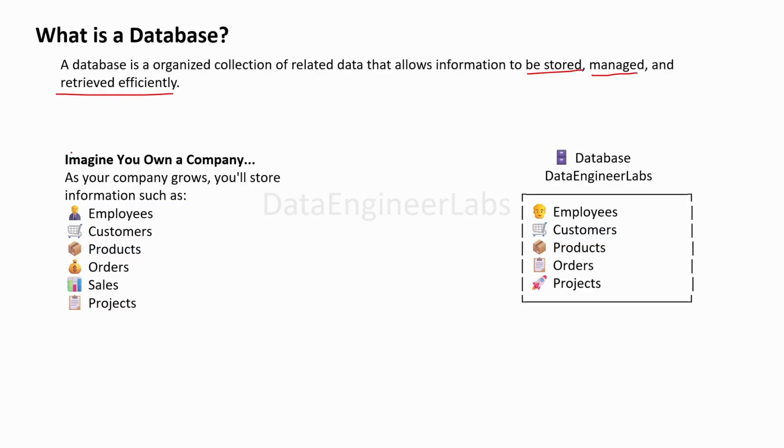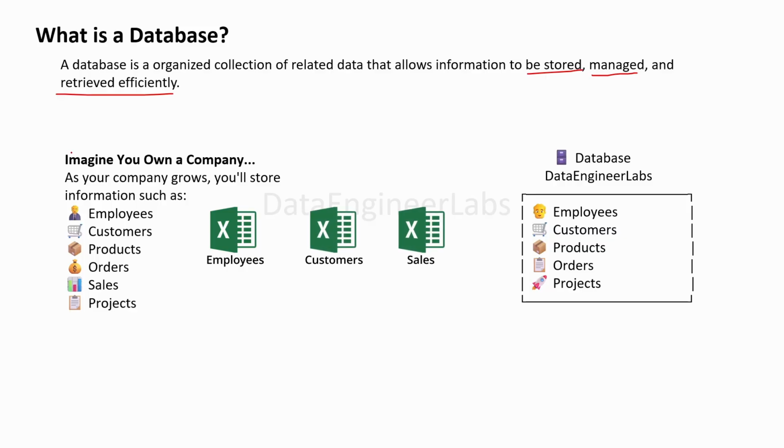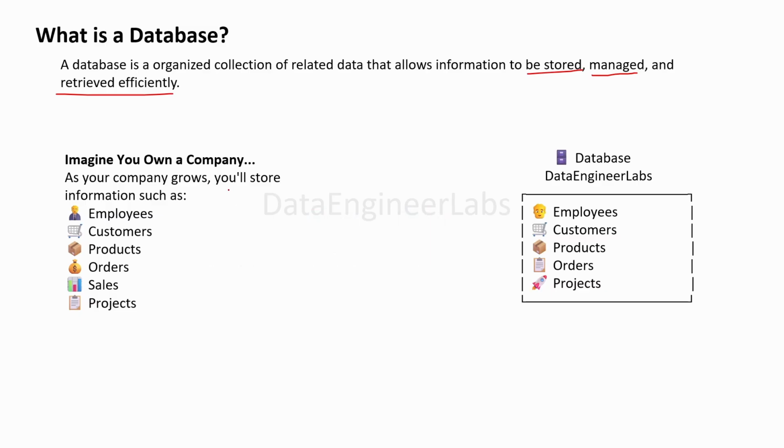Now imagine you own a company. Initially, you may store employee data in one Excel file, customer information in another Excel file, and sales records in a third one. But as your business grows, maintaining this data can become difficult, time consuming, and prone to error. So this is where a database comes in. A database solves this problem by providing a centralized location where all company information is stored, organized, and managed efficiently.